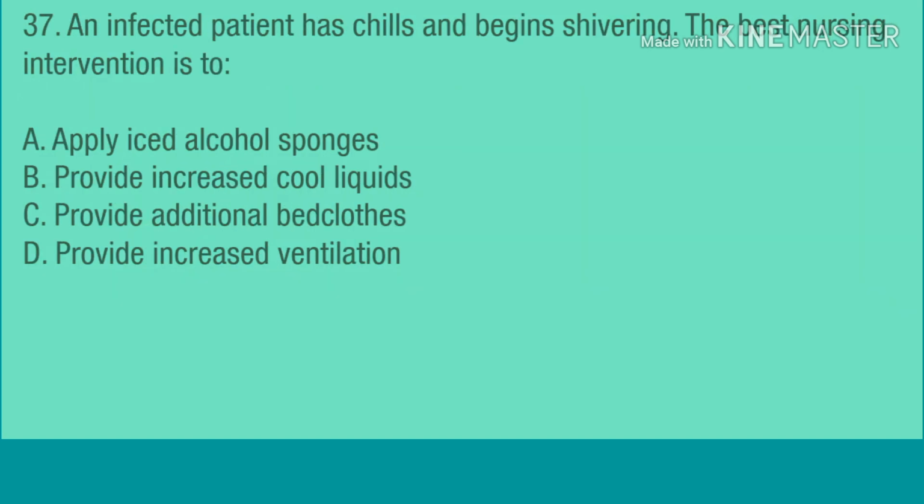Question 37. An infected patient has chills and begins shivering. The best nursing intervention is to: A. Apply iced alcohol sponges. B. Provide increased cool liquids. C. Provide additional bedclothes. D. Provide increased ventilation.